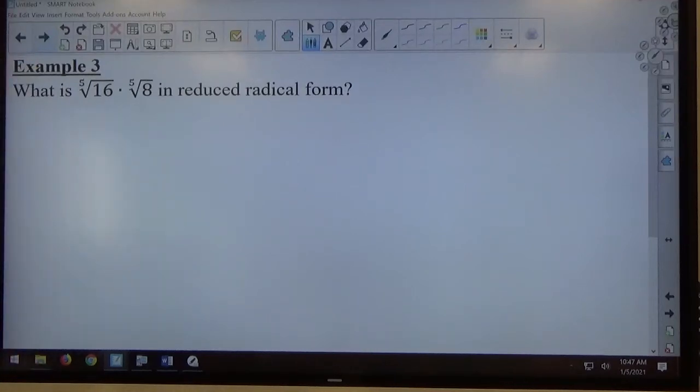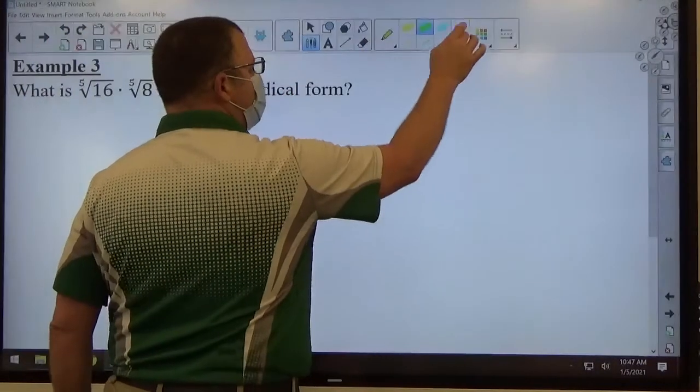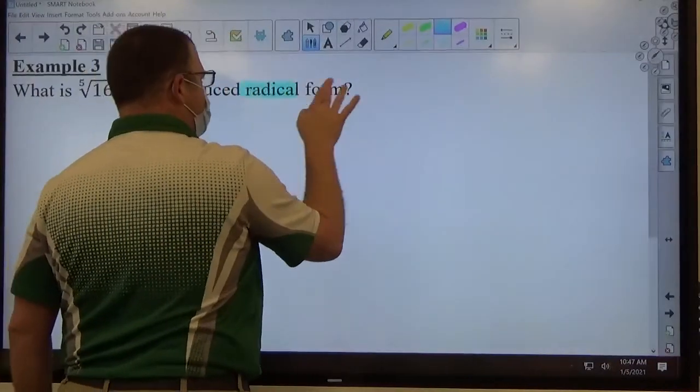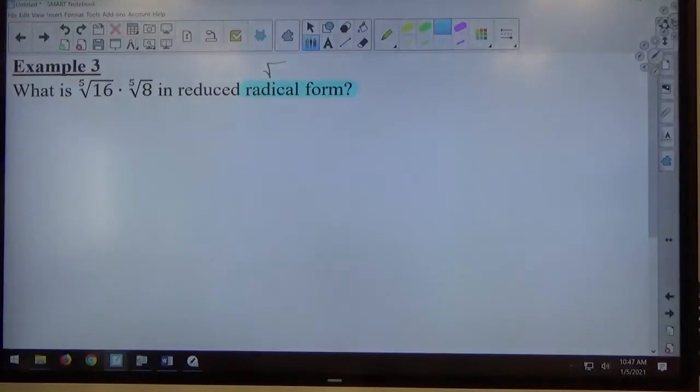All right, example 3. What is the fifth root of 16 times the fifth root of 8 in reduced radical form? Now this one actually asks for radical form. Radical form means that there's going to be a radical in the answer. In this case, we deal with fifth roots, so it'll be a fifth root.